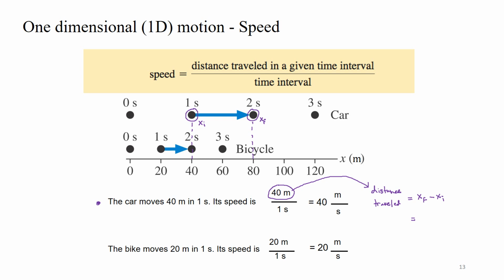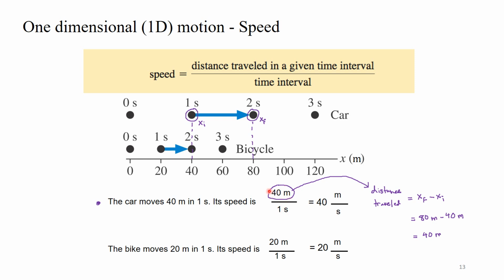So plug in the numbers now. X final is 80 meters. X initial is 40 meters. So subtracting them gives you a distance traveled of 40 meters. So that's where the 40 meters comes in.